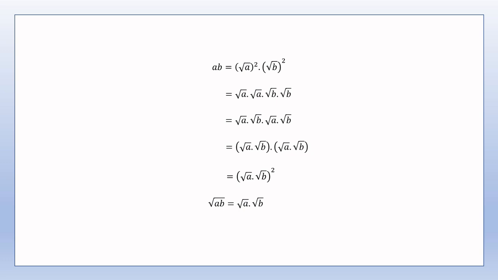And of course the case that the square root of a divided by b equals root a divided by root b can be shown in a similar way. And the more general case for nth roots proceeds along a similar line of reasoning.